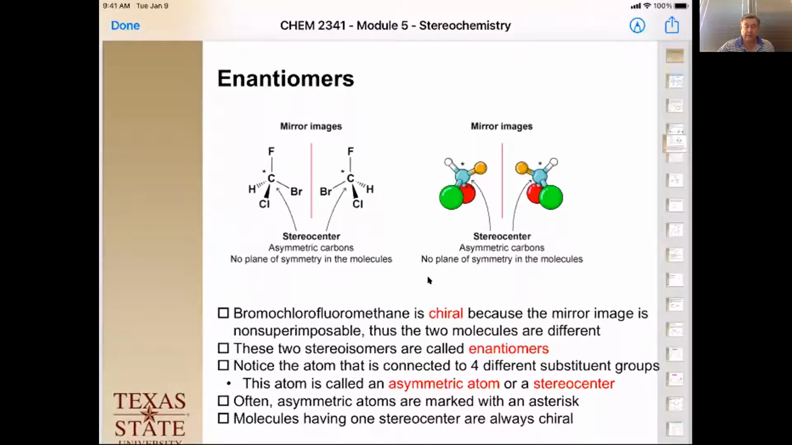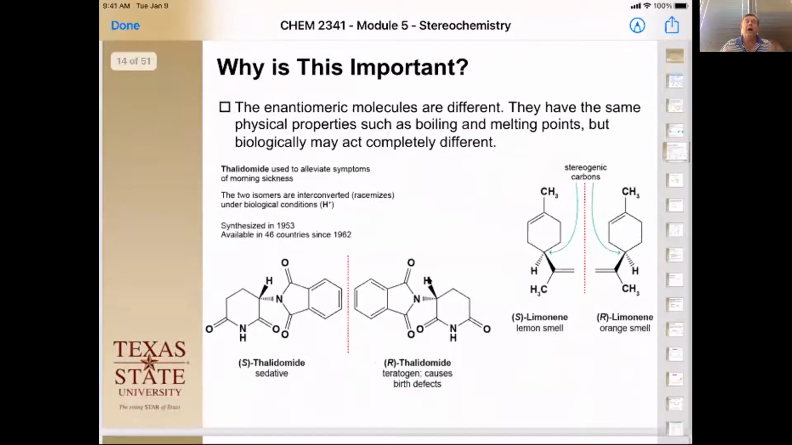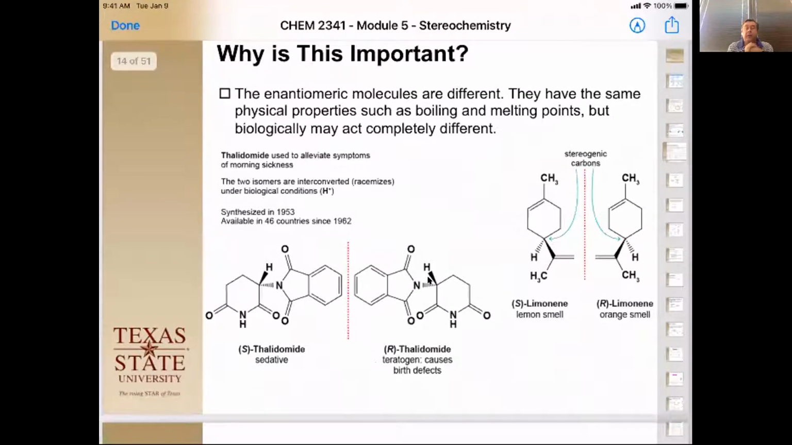So why is knowing these enantiomers important? Well, it turns out biological functions are very, very picky about whether they'll use one enantiomer or another. And the classical example is this compound right here at the bottom called thalidomide. Thalidomide is used as a sedative. It still is actually used as a sedative in the UK.